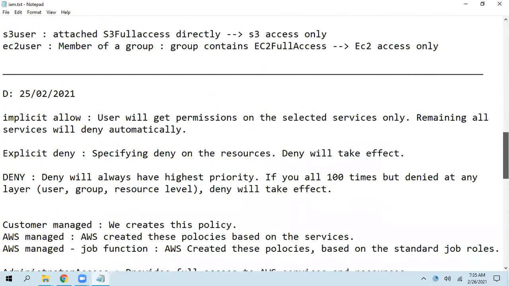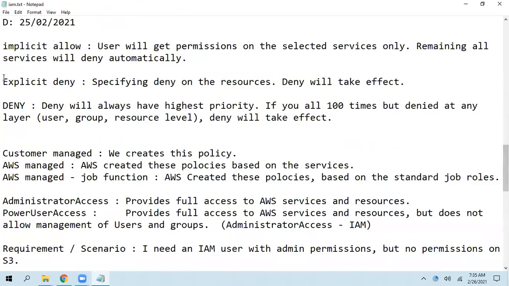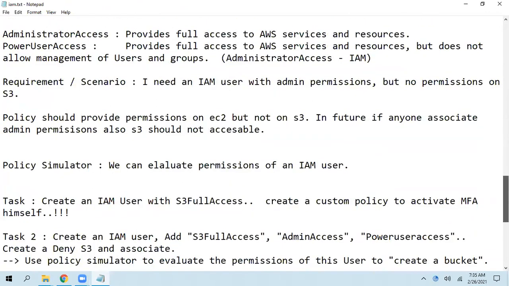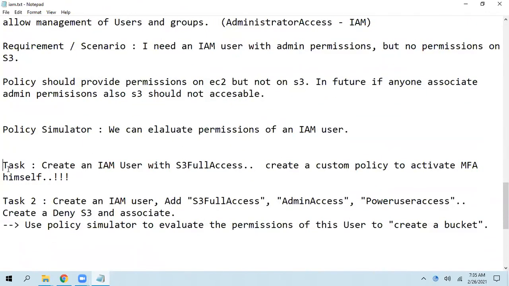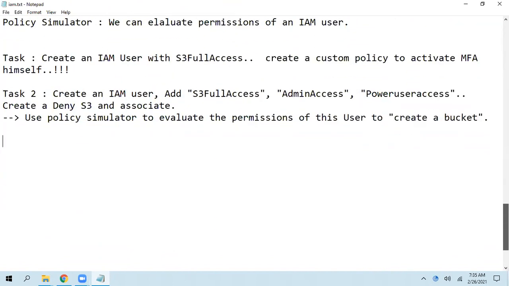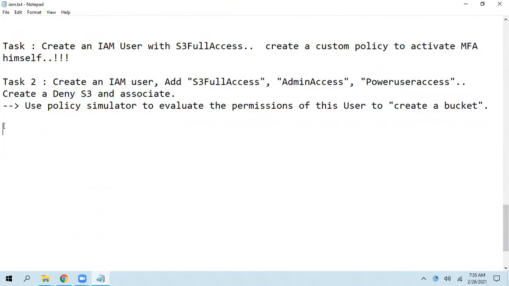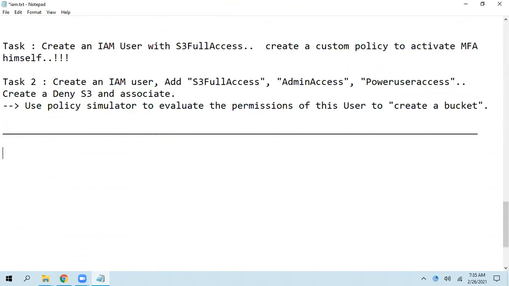So in our last session, we discussed how policies work, and we took a couple of scenarios and performed them. Did you guys get any chance to perform these tasks? Did you face any difficulty?